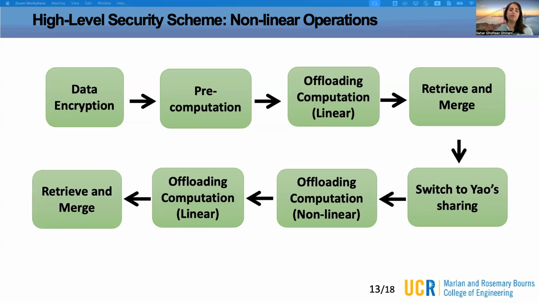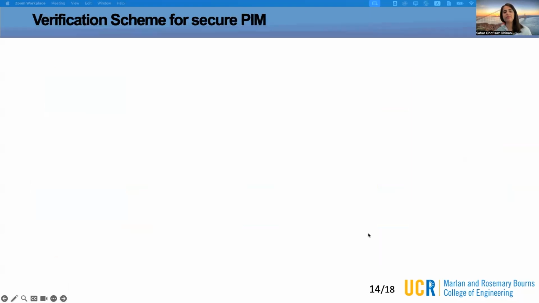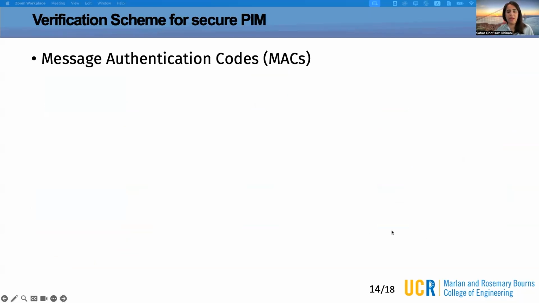Whenever we retrieve the data from PIM, we need to verify the computation as well, to make sure that no fault was injected into the computation. To verify the computation performed on the PIM, we are using message authentication codes, a method in which we generate tags for each block of the data. These tags are used to verify the computation.